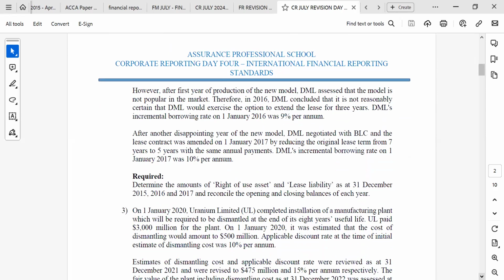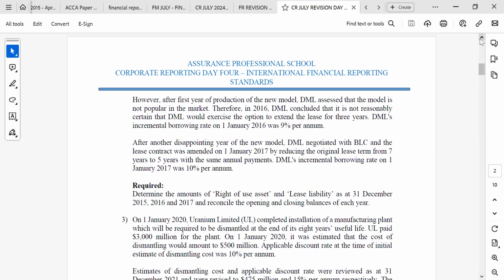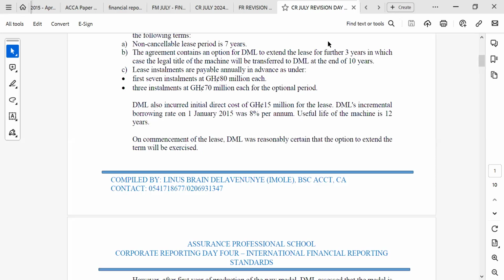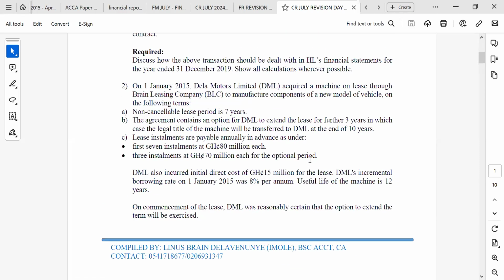Required. Determine the amount of right of use assets and lease liability as at 31st December 2015, 2016, and 2017, and reconcile the opening and closing balances of each year. All right. Okay. So this is just a reassessment of lease liability, which is something very simple that you don't have to worry yourself about.